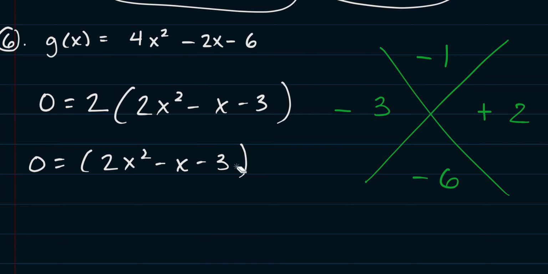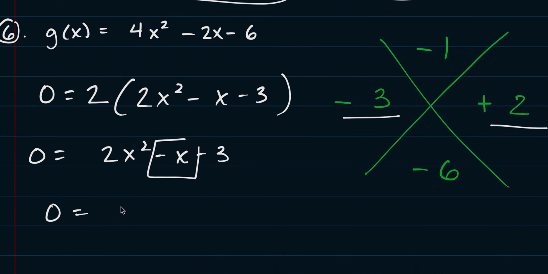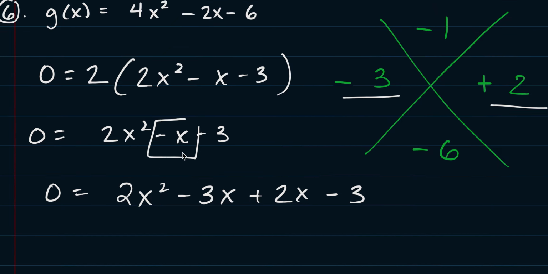Now, these parentheses I don't really need, so I'm going to get rid of them. Now we're going to factor this. How we factor it is we take this -x and break it into -3x and 2x. So 2x squared minus 3x plus 2x minus 3. I'm pulling these pieces down as well. So this broke into these two pieces here. You can see if I add them together, I get this -x.